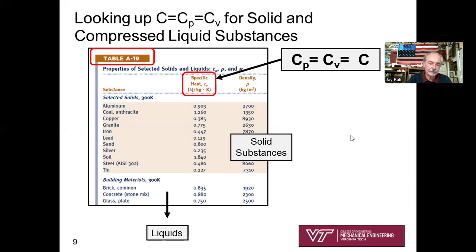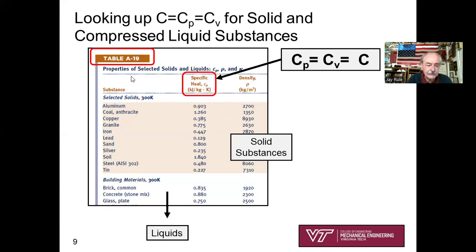Boy, I started lecturing there, didn't I? Yikes, it's almost like I'm teaching class again. How do you get c for liquids and solids? It's very interesting. Let's go to table A19. What you do is you go to table A19, and it's a single page, a long list of solids up high, and then some liquids down below. And let's look at the column heading.